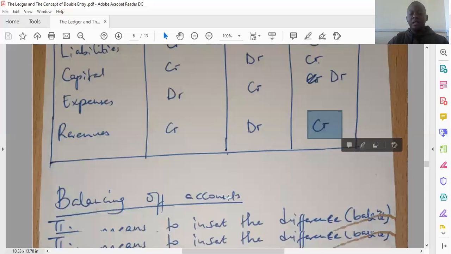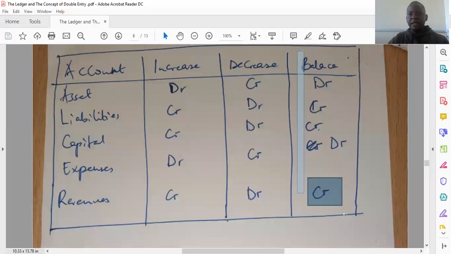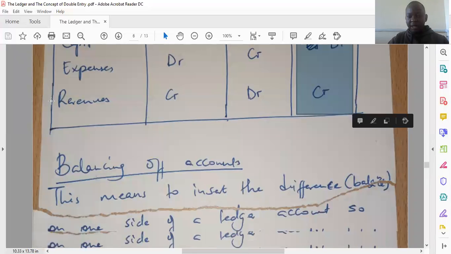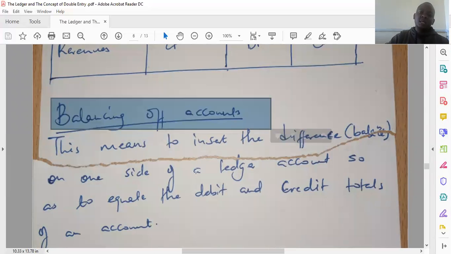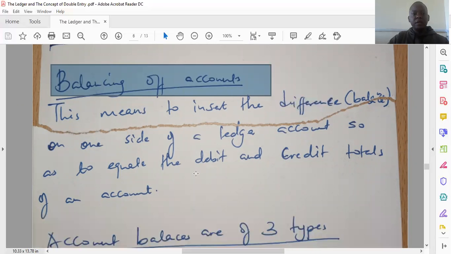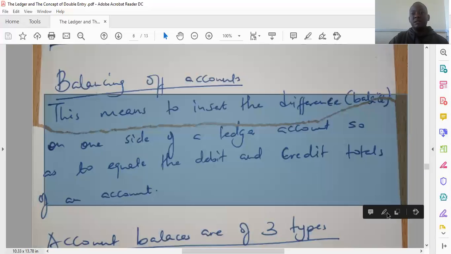Next, we look at the balancing of accounts, which gives us this column, the balances of accounts. So what does it mean when we say we are balancing accounts? To balance an account means to insert the difference, in which case now the balance. The difference is also known as a balance.